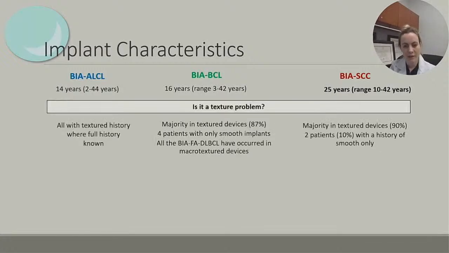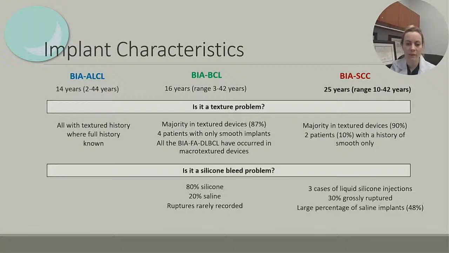One question is, is it a texture problem? With ALCL, we know that they've only been described in patients with a textured history, where smooth history is none. For both the B-cell lymphomas and the squamous cell carcinomas, the vast majority are in patients with a history of textured devices, close to 90%. However, both types have been reported in patients with a history of smooth implants only, although this represents the minority. For the B-cell lymphomas, the diffuse large B-cell lymphomas have only been reported in macro-textured devices specifically.